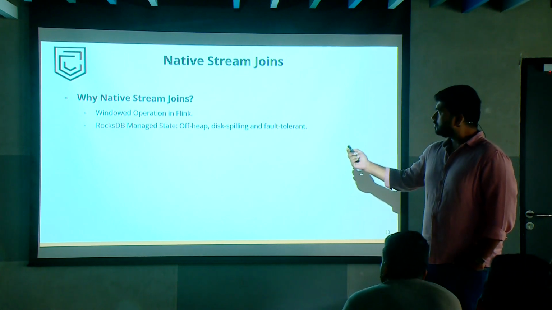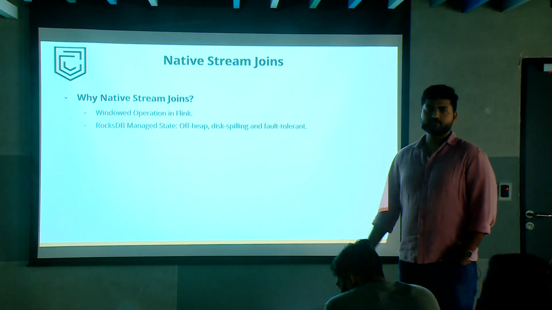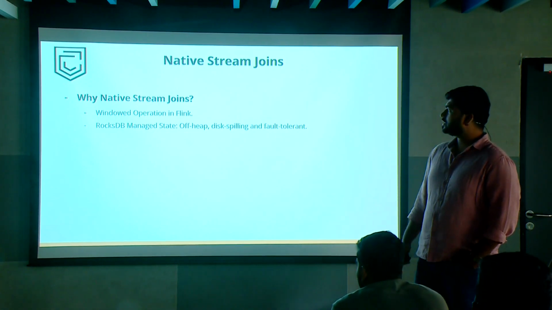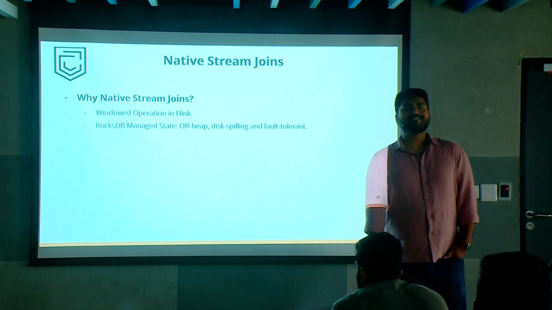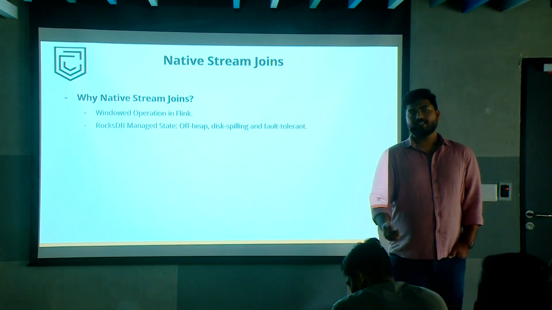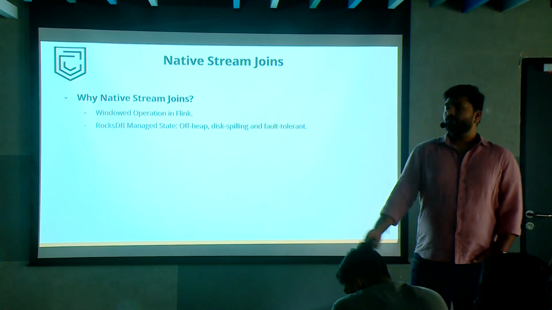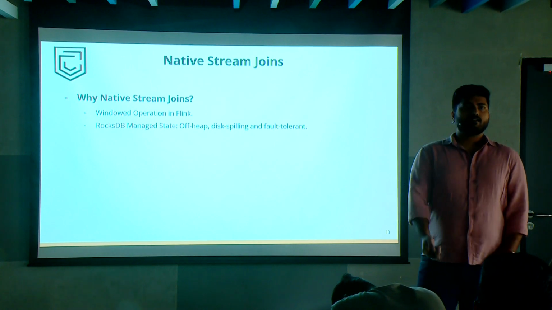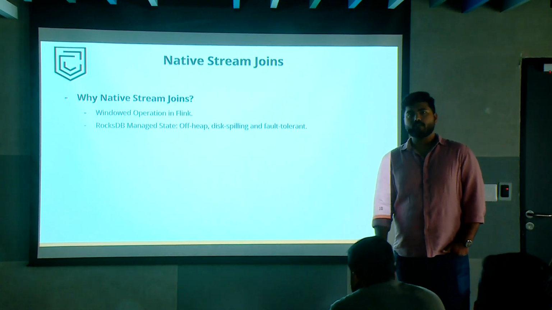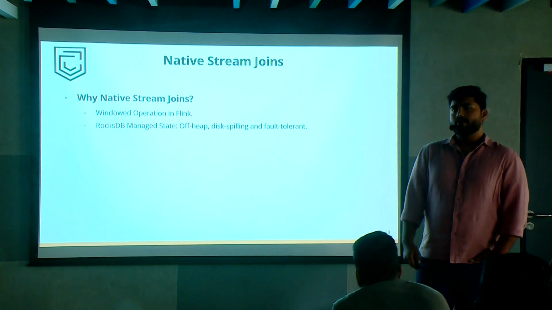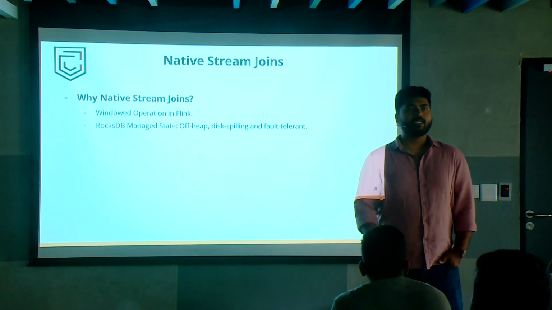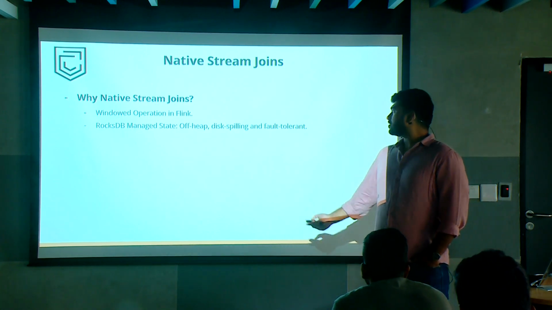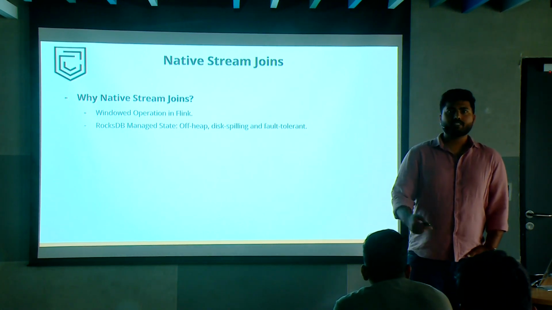So one of the options was using native stream joins in Flink. Flink does joins using window operations. These window operations require a state that is managed by Flink. We have RocksDB as the managed state store. Why RocksDB? Because it stores the stream context in an off-heap manner. If the data being stored grows more than the memory, it spills to disk. And it has a lot of fault-tolerance mechanisms to make sure the state is not lost.